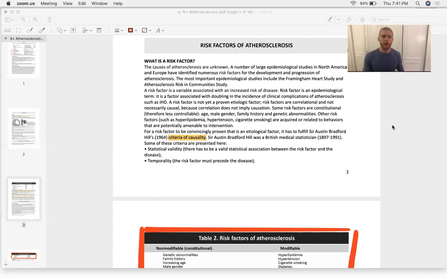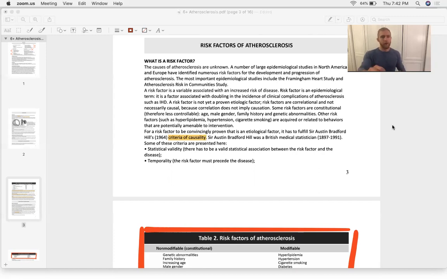The SDL at the bottom of page 3 talks about the criteria of causality, and this is not particularly important to memorize for our in-house exams, but I want you to know that the specific criteria of causality laid out here are historically important because these are the same criteria of causality used by the Surgeon General to determine smoking as causal to lung cancer.